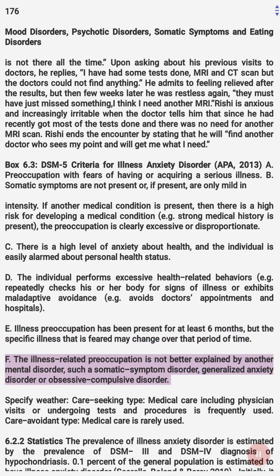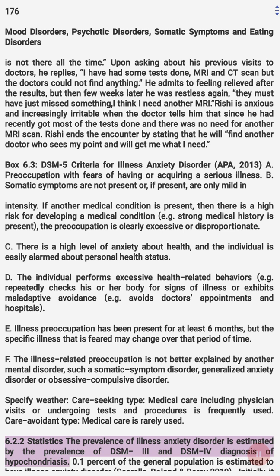F. The illness-related preoccupation is not better explained by another mental disorder, such as somatic symptom disorder, generalized anxiety disorder or obsessive-compulsive disorder. Specify whether care-seeking type, medical care including physician visits or undergoing tests and procedures is frequently used, or care-avoidant type, medical care is rarely used.